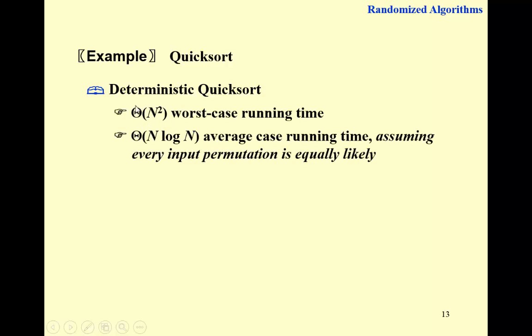It has the big theta of n squared worst case running time and big theta of n log n average case running time. And we have tried to prove that conclusion in the fundamental course, right? In order to obtain this result, we have to assume that every input permutation is equally likely. So how can we get randomization involved here?